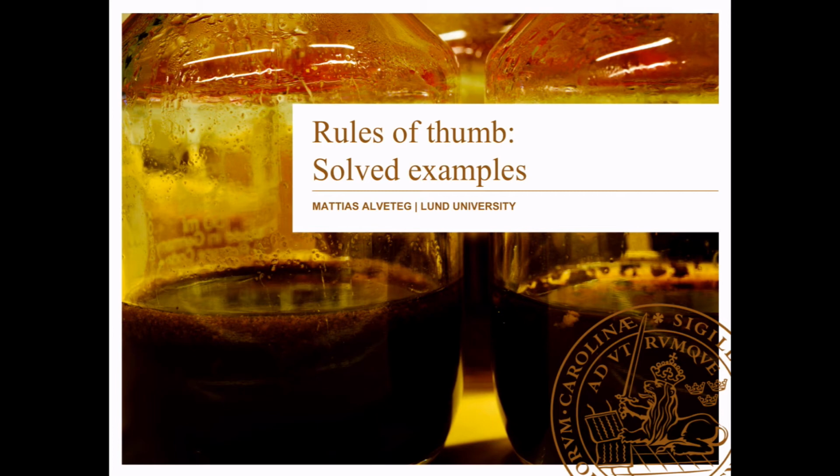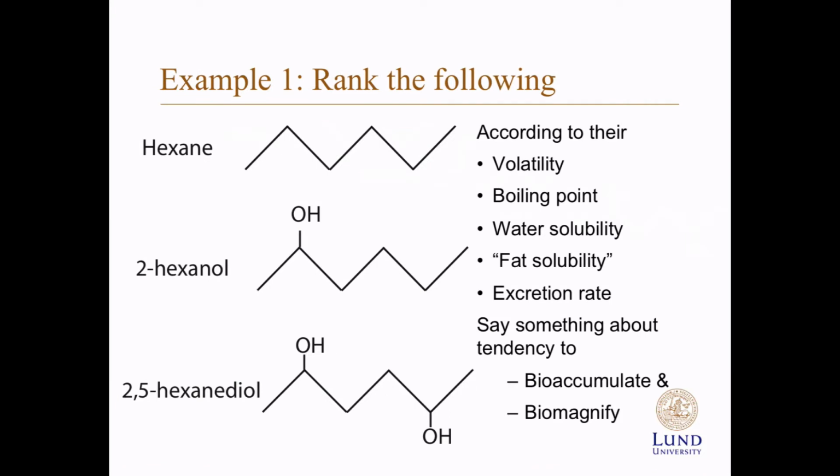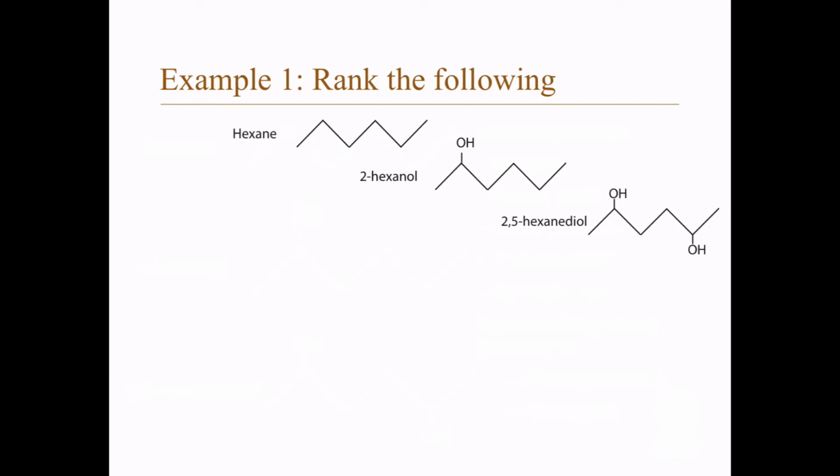Before you look at this screencast, you should look at the previous screencast and try to solve these examples yourself. Now, the first example is to rank these substances, hexane, 2-hexanol, and 2,5-hexanediol, according to their volatility, boiling point, and so on. So let's start with volatility.